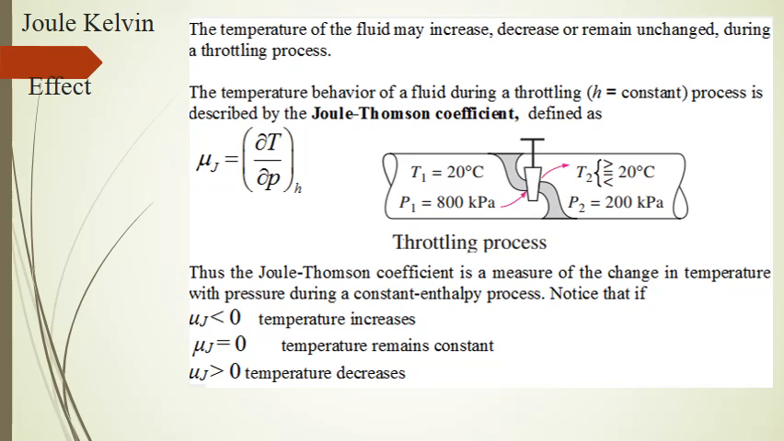Now, a pressure drop has to take place, this is for sure. But with the pressure drop, if temperature is increasing, then the Joule-Thomson coefficient will be negative. If with the pressure drop there is no change in temperature, the temperature remaining constant, then the value of the Joule-Thomson coefficient will be equal to 0. But if the temperature decreases along with the pressure drop, then the Joule-Thomson coefficient has to be positive.